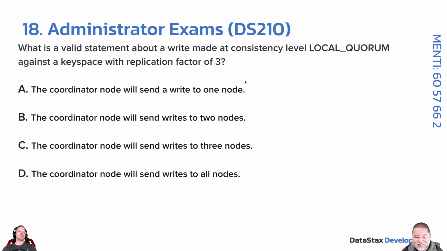All right, so what is a valid statement about a write made at consistency level local quorum against a keyspace with a replication factor of 3?